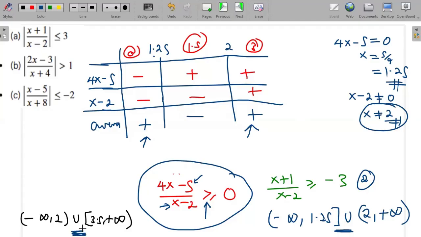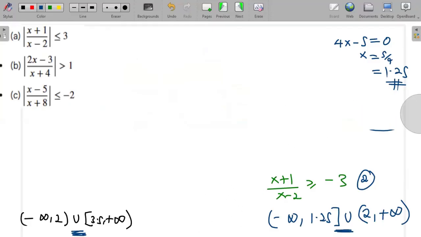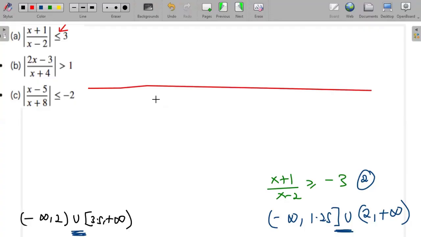And then now we check the original inequality that we had in the initial question. It's less than or equal to. So if it's less than or equal to, we're just going to find the intersection. So where are these two answers that we found intersecting? Let's draw a number line to help us with that.